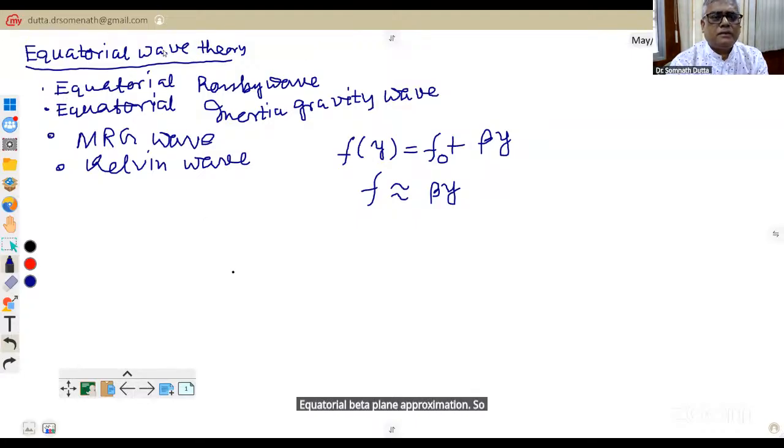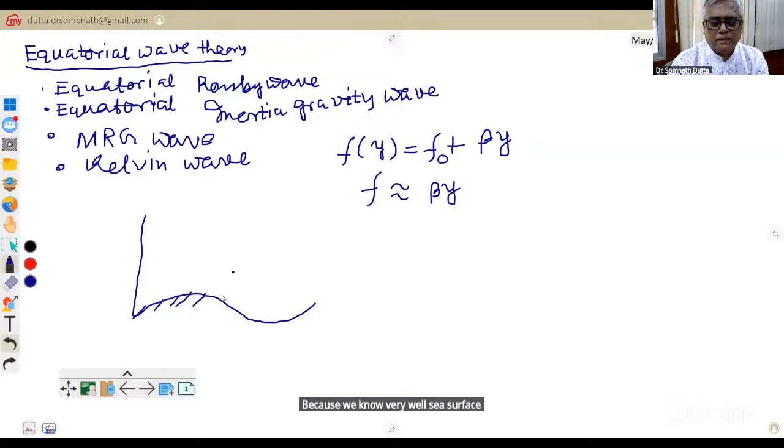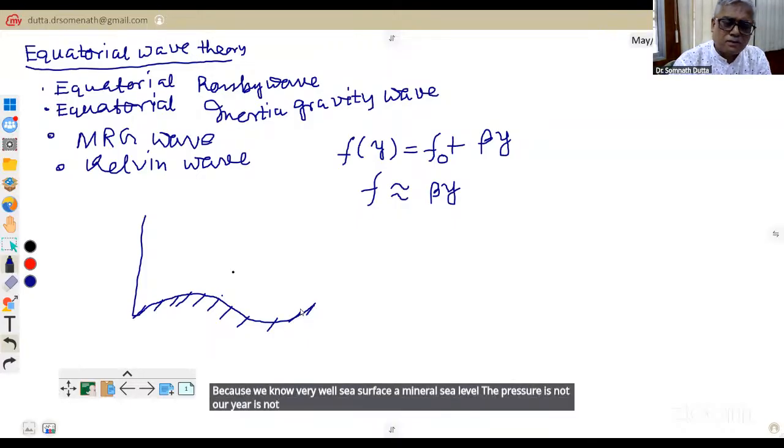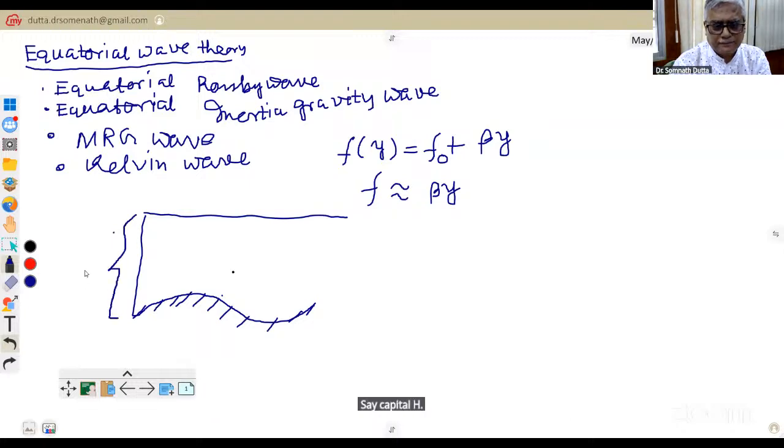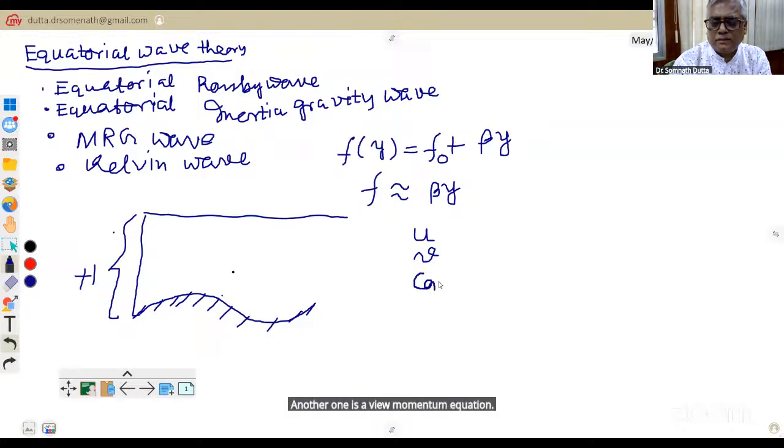So now to discuss the equatorial wave theory, we consider one incompressible fluid with a variable lower boundary, because we know very well that the sea surface, mean sea level pressure is not the same, terrain is not smooth, and a fixed upper boundary, say capital H, and this is the variable lower boundary. So now here we consider three governing equations. One is the U momentum equation, another is the V momentum equation, another is the continuity equation.